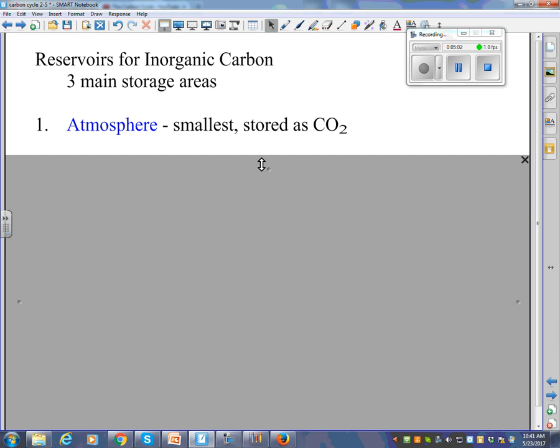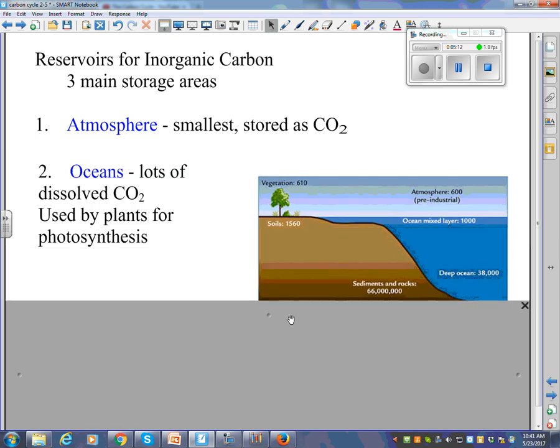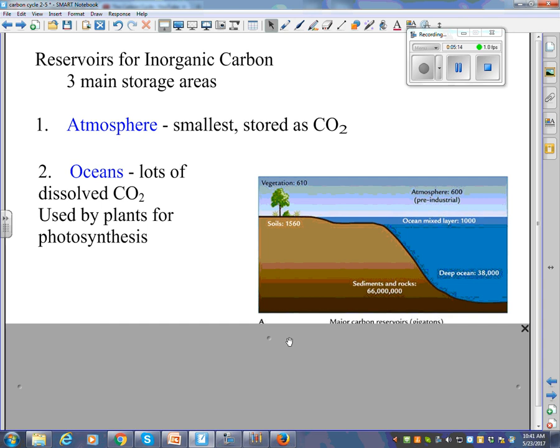It's the smallest. Hard to believe, but atmosphere is pretty big, isn't it? Hard to believe it's the smallest. The second one is the ocean. Oceans. Lots and lots and lots of dissolved CO2, and it's used by plants for photosynthesis in the earth or in the ocean.